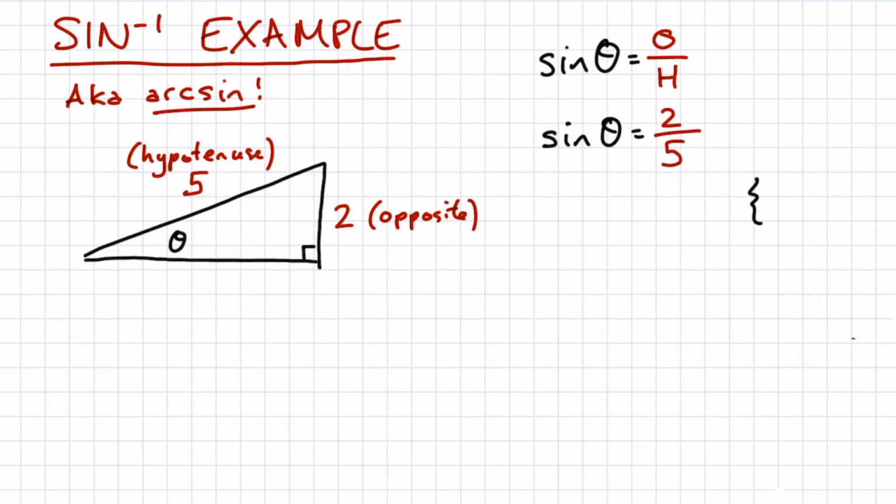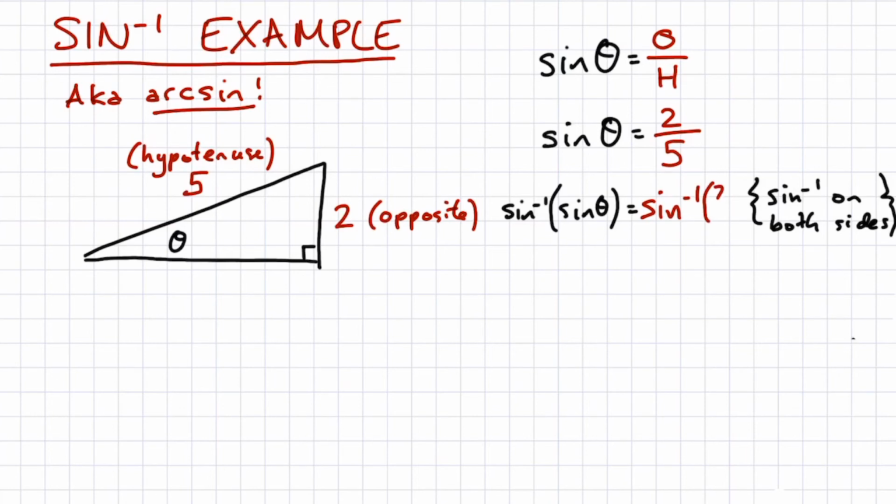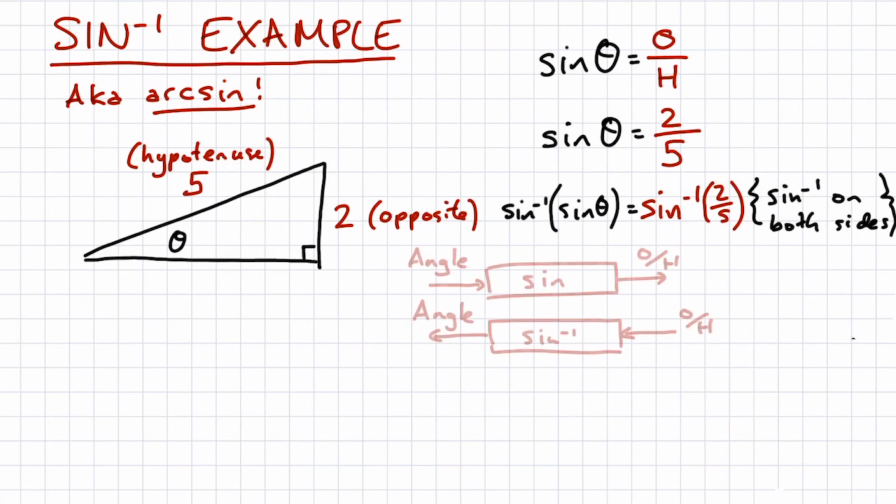Okay. Now, what we're going to do is the opposite operation on both sides. So we do sine minus 1 on both sides. Sine minus 1 of sine theta equals sine minus 1 of 2/5. So we've done the opposite operation on both sides. On the left-hand side, we're doing sine minus 1, then sine. Effectively, we're just going from angle to ratio, and then from ratio back down to angle.